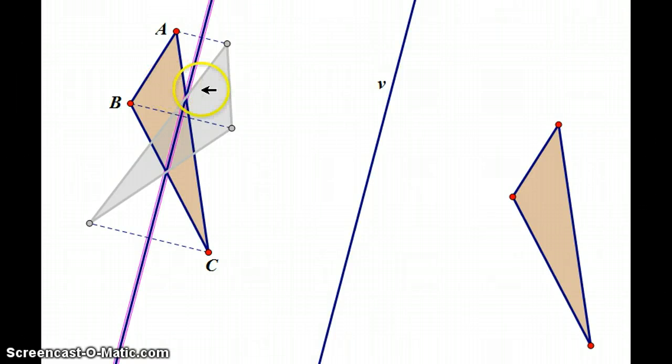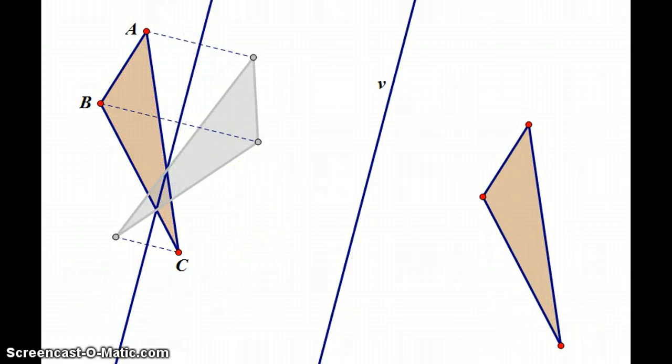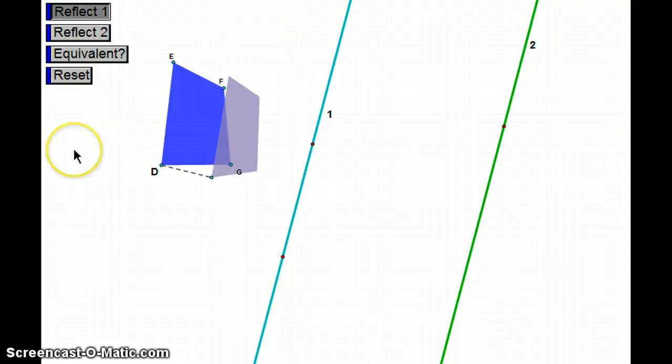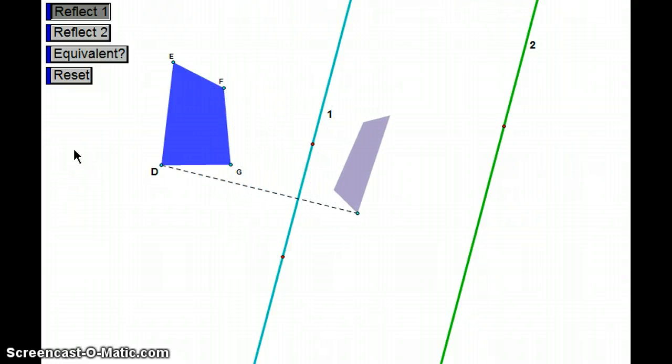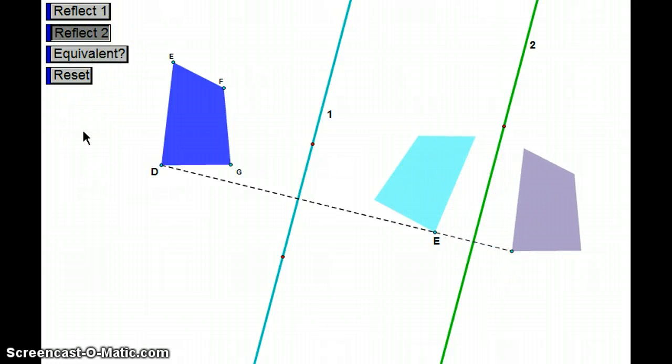So again, I'm reflecting over this little line first, then reflecting this gray one over the line V. And from start to finish, I have a translation. Here's a better picture of that. Here's another sketchpad document someone else made. If I reflect over the light blue line first, I get a light blue reflection. That's very nice. I reflect over the green line, and I'm going to get a green image.